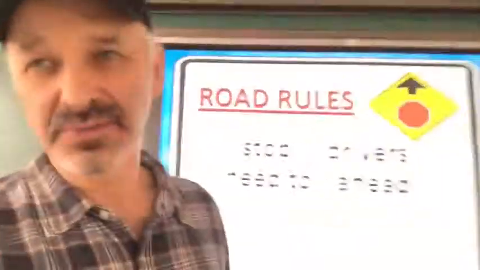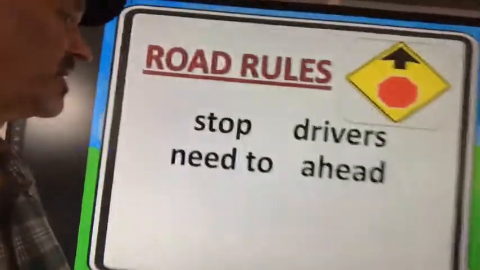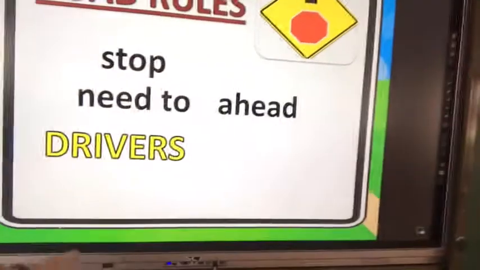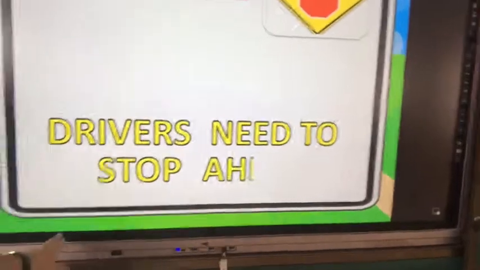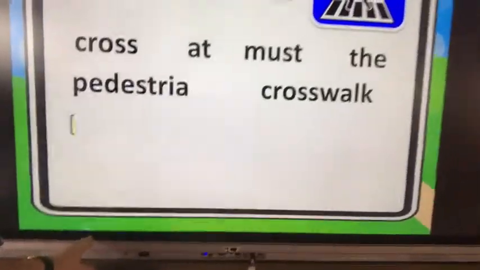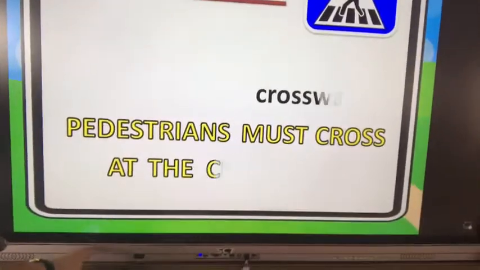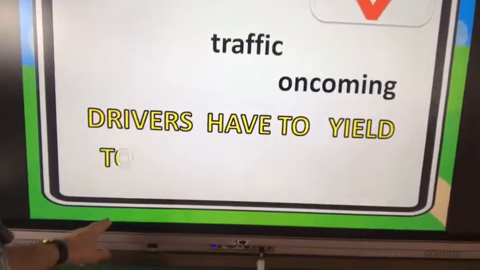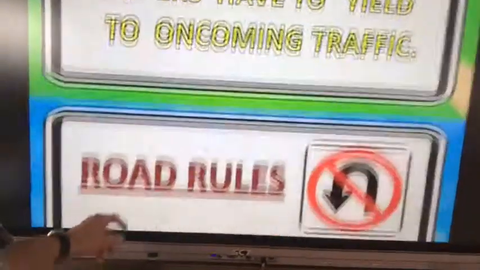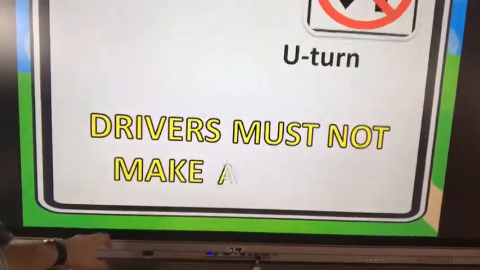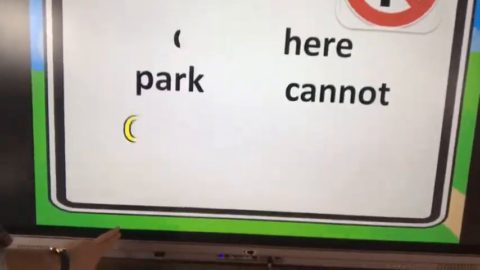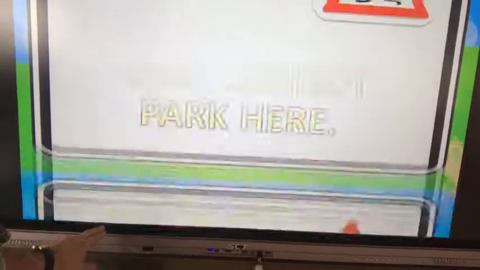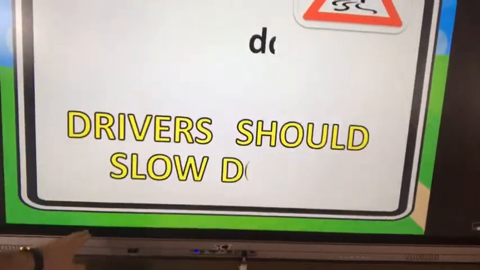And then for more practice with that placement, we do some more sentence scrambles, just using those modals. Drivers need to stop ahead. That's crosswalk, pedestrian, turn, we need to review them. U, oncoming traffic. U-turn. Park here, slow down.